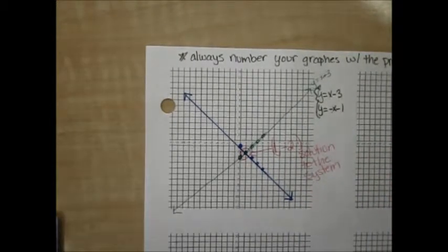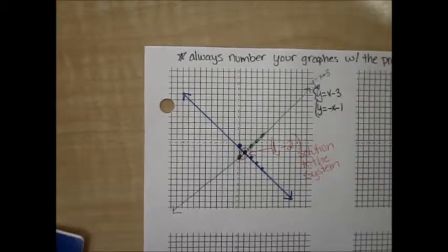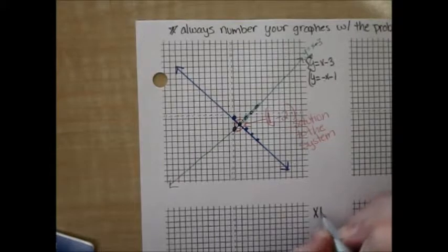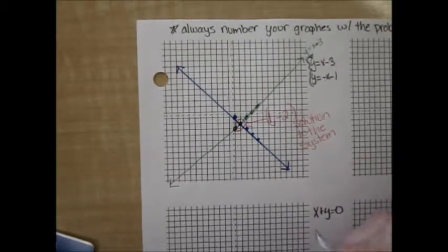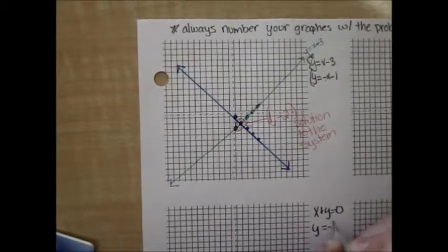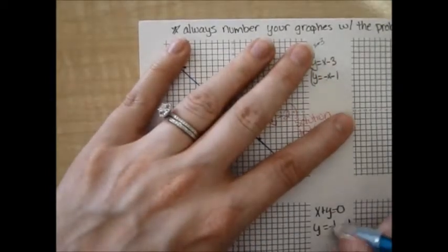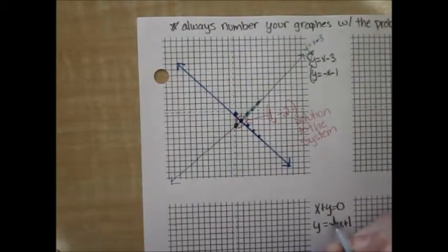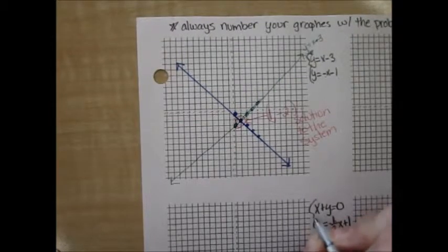Let's do another example. What if I've got x plus y equals 0 and y equals negative 1/2 x plus 1? Now in the last problem we didn't write out any steps because all we had to do was graph them. That was our only step, is graph and find the point where they cross.